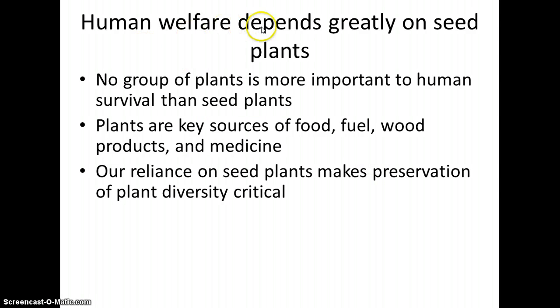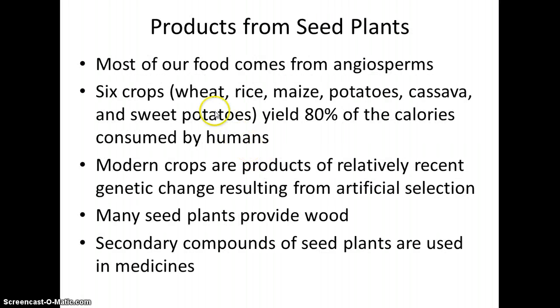And our welfare depends a lot on plants. Of course, most of our food comes from flowering plants. We also use them for other things, obviously wood from trees. Also, a lot of medicines have been derived from plant compounds. And most of the calories we consume come from plants, and just a relatively few plants, these here: wheat, rice, corn, potatoes, and in tropical areas, cassava is a type of starchy plant, and sweet potatoes as well. Again, vast majority of calories.